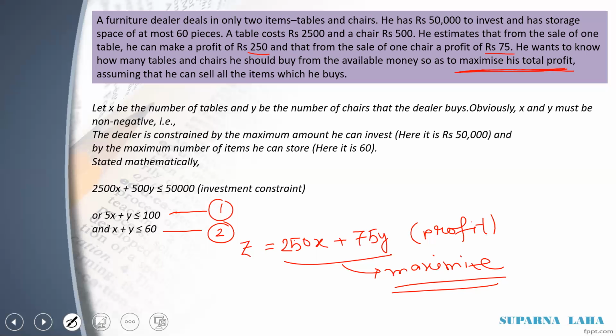We need to maximize this profit under these given conditions, where x and y are greater than or equal to 0. Okay, non-negative, greater than or equal to 0. So this is called a linear programming problem, and this is its mathematical formulation. This is the kind of problem we need to solve, where we need to maximize the profit, minimize the loss, and so on.